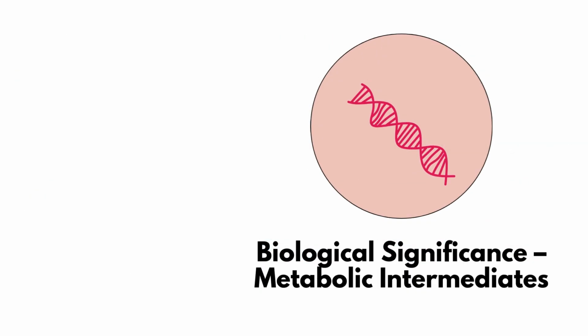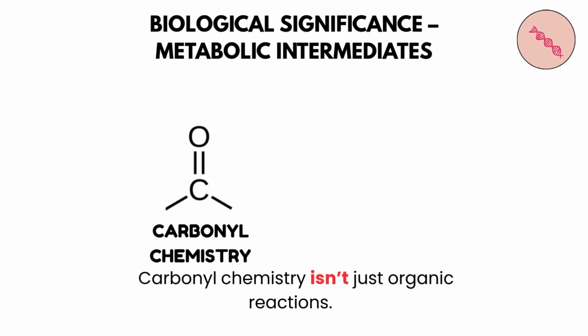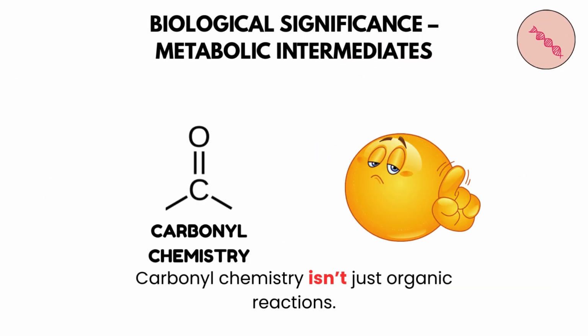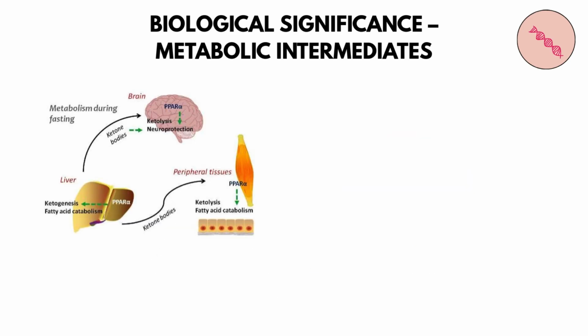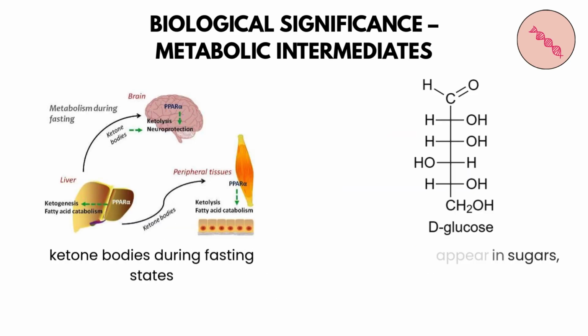Biological significance: metabolic intermediates. Carbonyl chemistry isn't just organic reactions. Ketones show up in ketone bodies during fasting states. Aldehydes appear in sugars, like glucose, which is technically an aldehyde. The MCAT tests your ability to connect organic chemistry with metabolism.